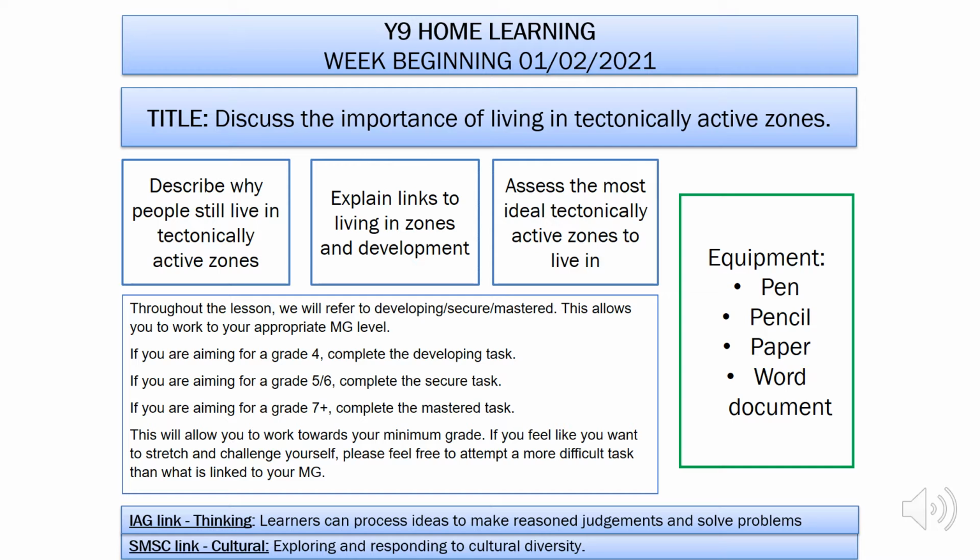On this screen as well, I also have the appropriate MG levels for you, so you can make sure that you are working at the right level. If you're aiming for grade 4, you should complete developing tasks. If you're aiming for grade 5 or 6, the secure tasks, and grade 7 plus, the mastered task. This is just your minimum grade. If you want to push yourself further, you can complete more difficult tasks if you would like.